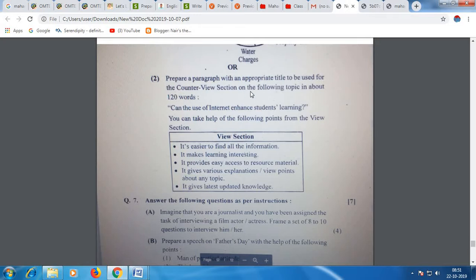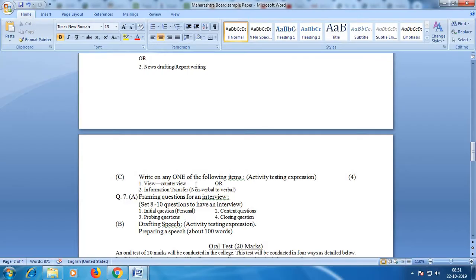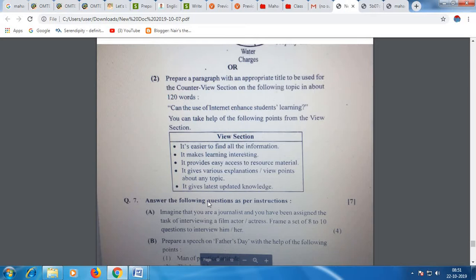Or in option we have view and counter view question that I just show you here, that anyone view, counter view or information transfer. So this is how they ask. They have given you certain points. The topic given is, can the use of internet enhance students' learning? So counter view is to be given. Views are presented, it's easier to find all the information, makes learning interesting, provides easy access to resource material, all that.